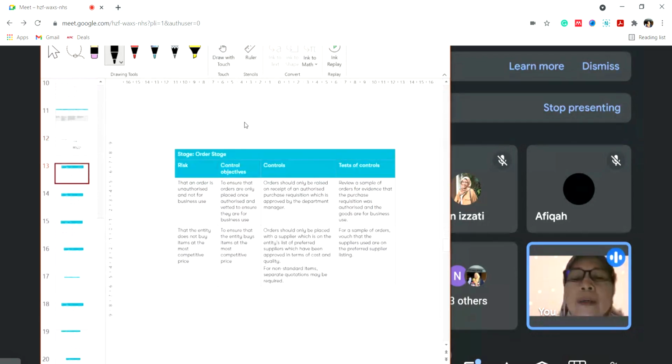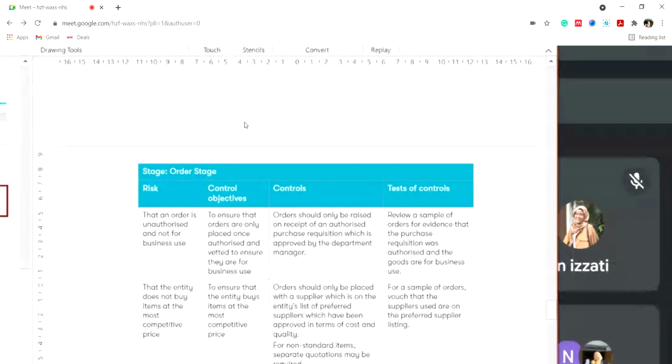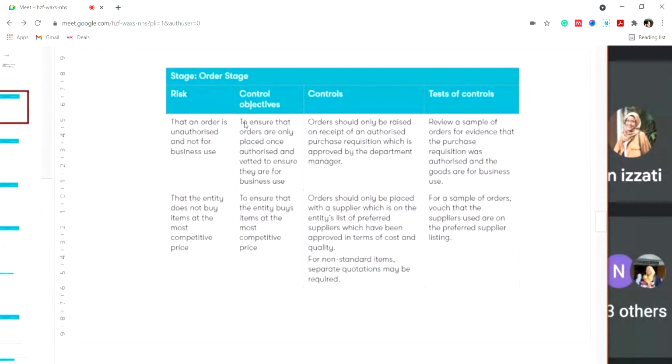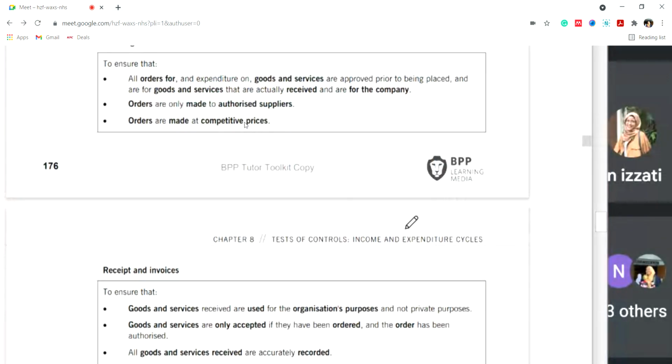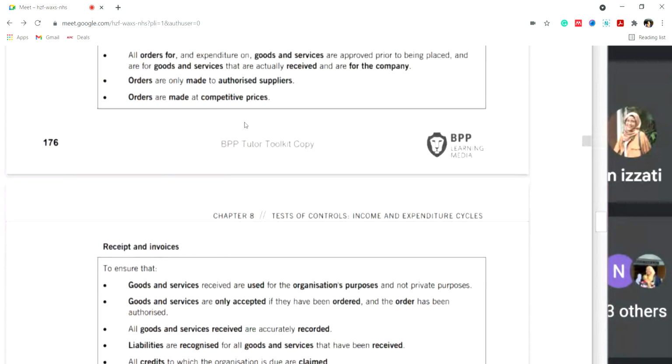And these are all the control objectives. Okay, so control objectives and control activities. Control objective, some examples. So what happens if the control does not exist? Okay, if you look at your book, these are all the control objectives that should exist.